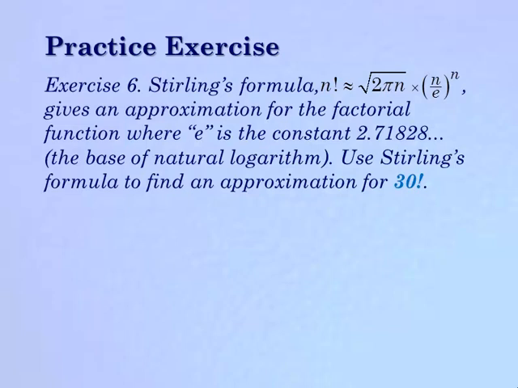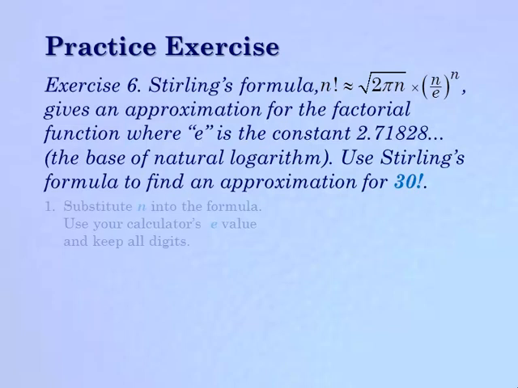Stirling's formula is a popular way to approximate the factorial functions for very large numbers. You'll notice that n factorial is approximated by the square root of 2 pi n times n over e raised to the n power. Now, that's a pretty complicated formula, but it's a lot easier than calculating n factorial with a large number like 30.